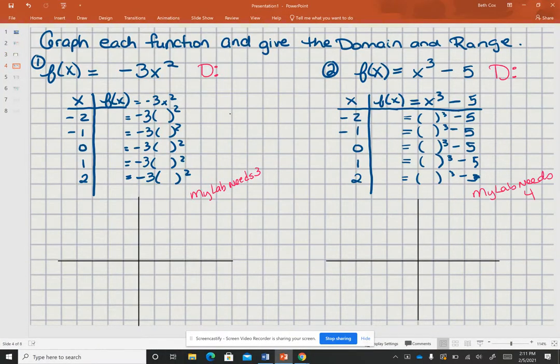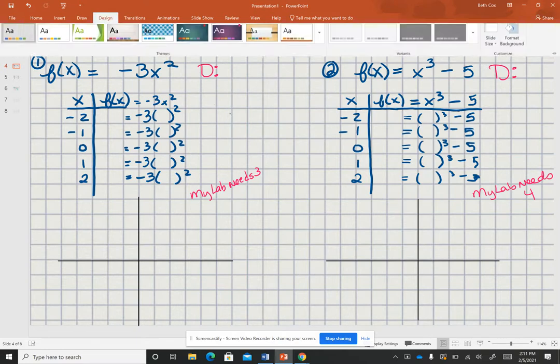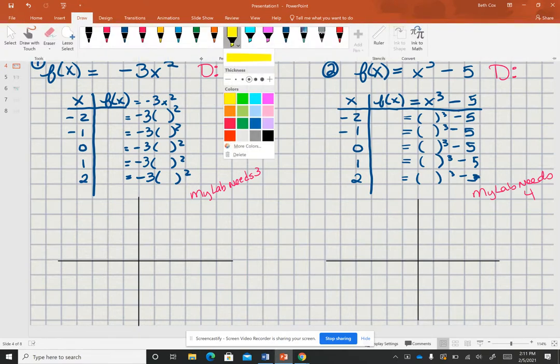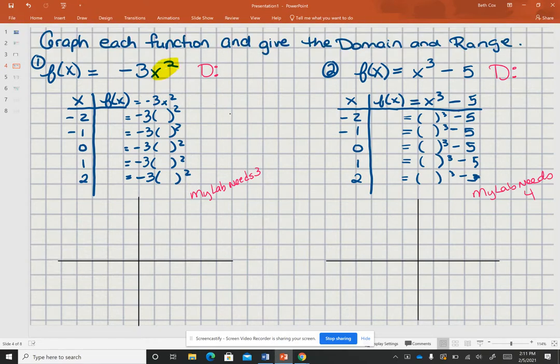Okay, so now it says graph each function and give the domain and range. All right, so now we're going to look at this first one. We have f of x equal to negative 3x to the second. This is a parabola. Again, we look back at our sheet and we see that we've got the x squared. Okay, so this is a parabola, and so my domain is going to be negative infinity to positive infinity. So that means any number works. Any number works. Okay, and so we're going to graph it by plotting points.